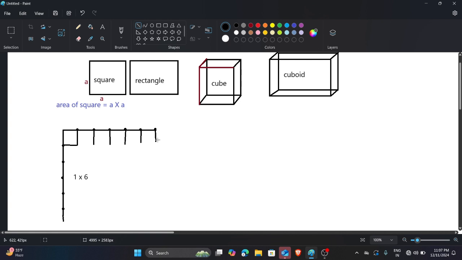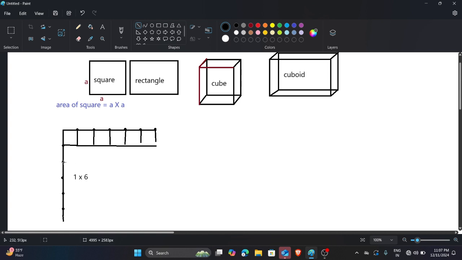like 1, 2, 3, 4, 5, 6. Now every line is this whole. This is the one line, and multiplying by 6 means 1, 2, 3, 4, 5, 6. So it means nothing but you making this. So now you get this area. So 6 units is the measurement of this area. This is 1 into 6.